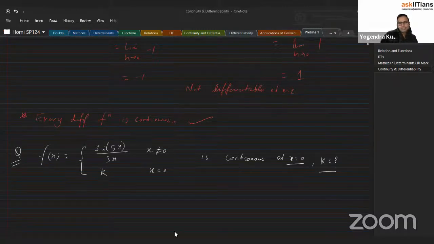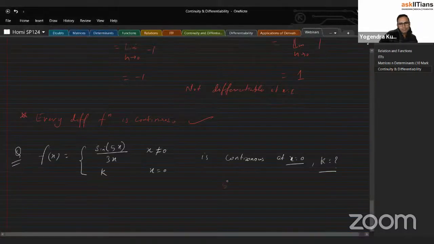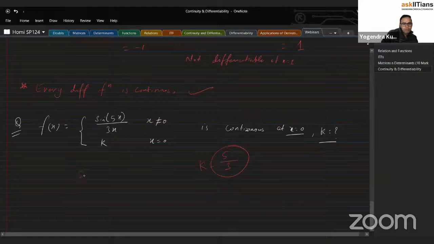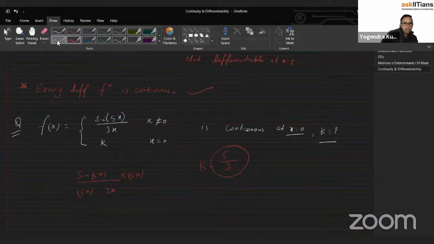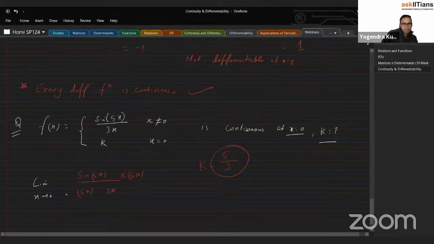Shivam, correct. Guys, the answer is 5 by 3. Abhinraj, why the wrong answer here? Why 5 by 3? We can use the standard limit. 5x is there, so down also I can multiply and divide by 5x, and 3x was there already. Limit as x tends to 0, this becomes 1, x gets cancelled. So the answer is 1 into 5 by 3, which is 5 by 3. That should equal the function value at 0.